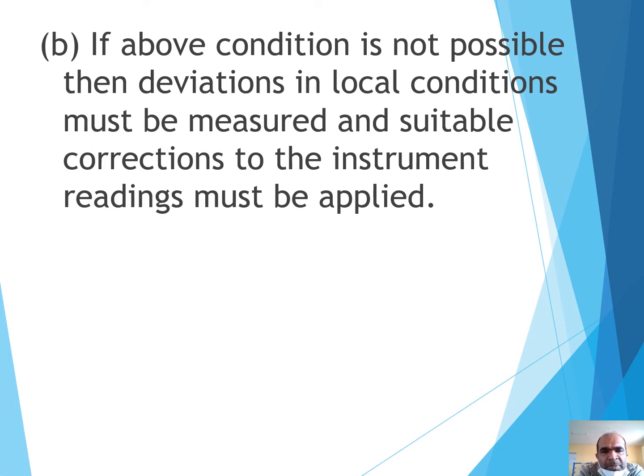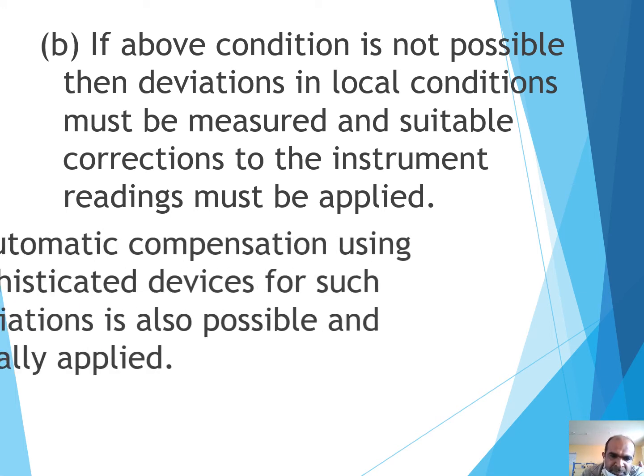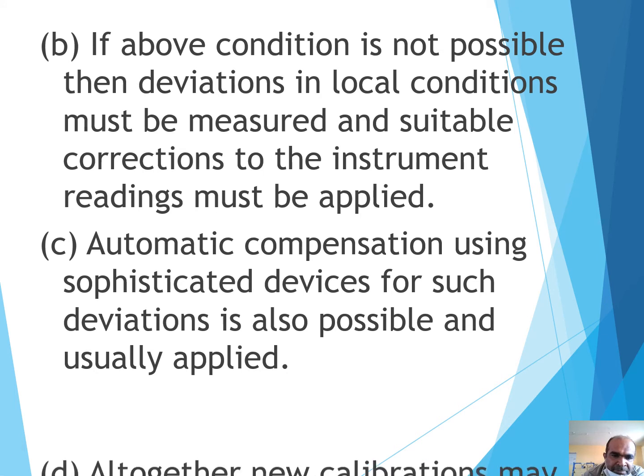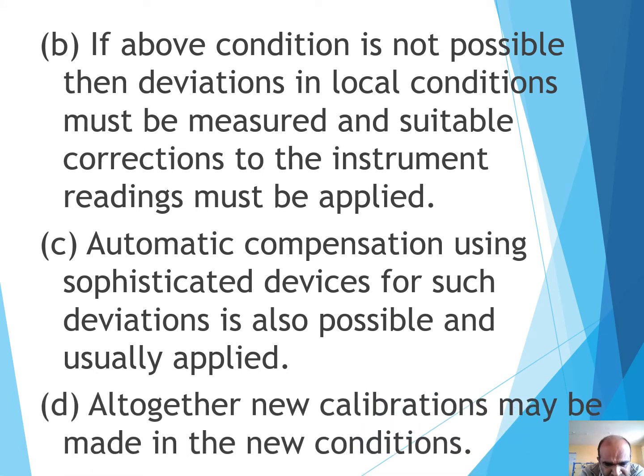If the above condition is not possible, then the deviation in local conditions must be measured and suitable corrections to the instrument readings must be adopted. So you need to use some corrections, incorporate them, and reduce these errors. Automatic compensation using sophisticated devices for such deviations is also possible and usually applied. So you use automatic corrections in the device. Also, new calibrations may be made in the new conditions, so you can calibrate again in the new conditions.